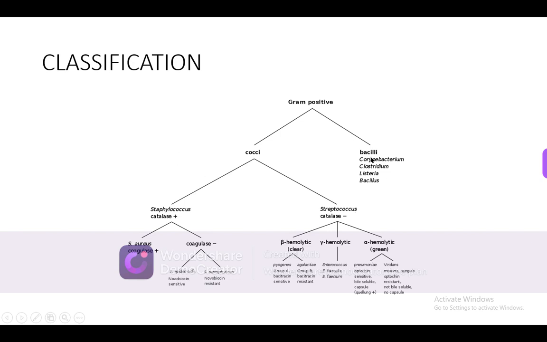As far as the gram-positive bacilli are concerned, they are Corynebacterium, Clostridium, Listeria, and Bacillus, Bacillus cereus or Bacillus anthracis. Listeria, Clostridium, Corynebacterium: 1, 2, 3, 4. Four organisms will be discussed.